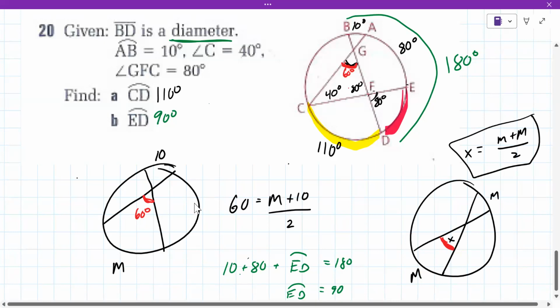So a lot of times in these classes, you have to remove lines and redraw it to kind of see the relationship.